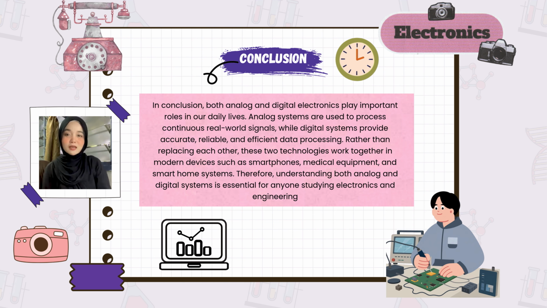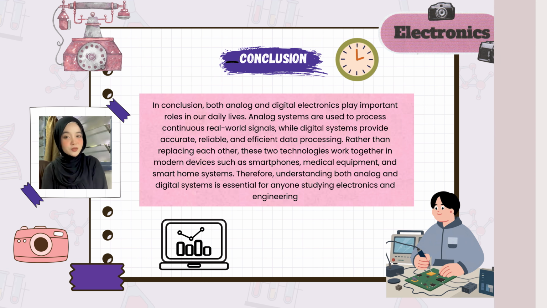So, to wrap things up, both analog and digital play a massive role in our daily life. It's not about one replacing the other, they actually need to work together. Analog handles the messy real world, while digital makes sure the data processing is fast, accurate, and efficient. That's why understanding both systems is absolutely essential for anyone studying electronics and engineering.